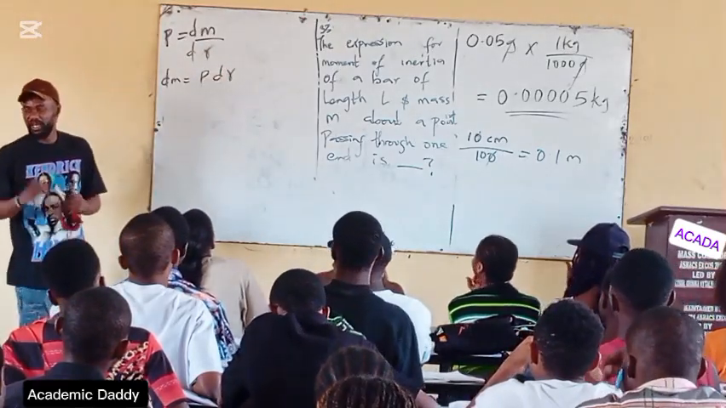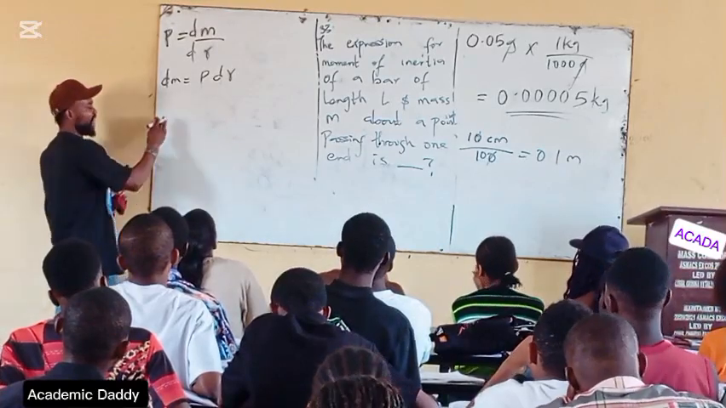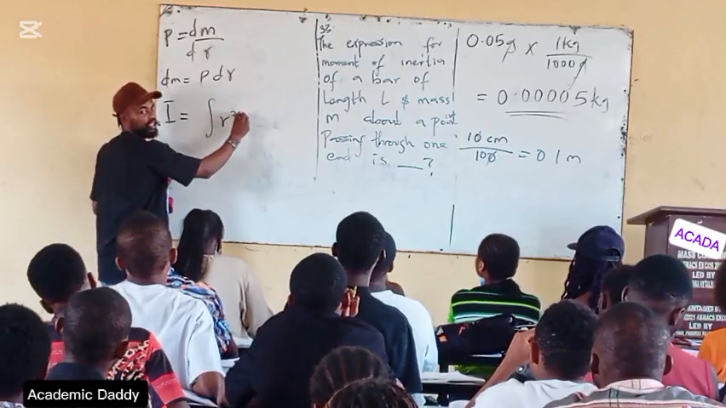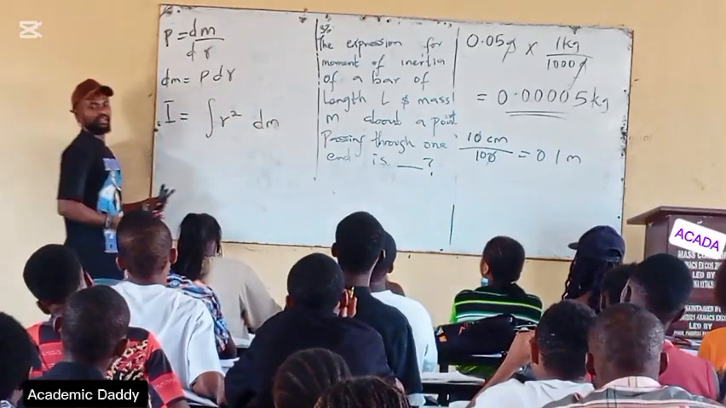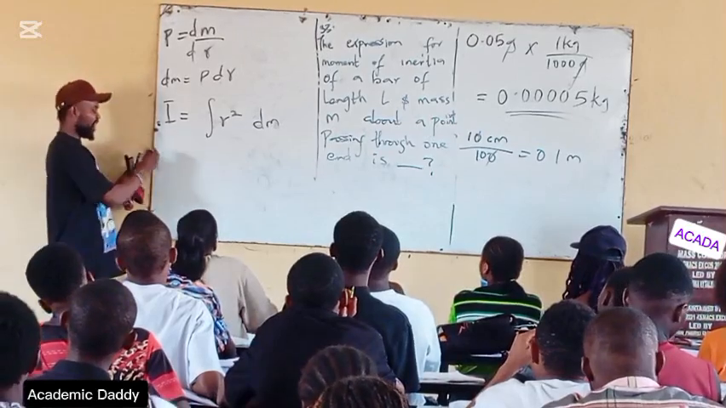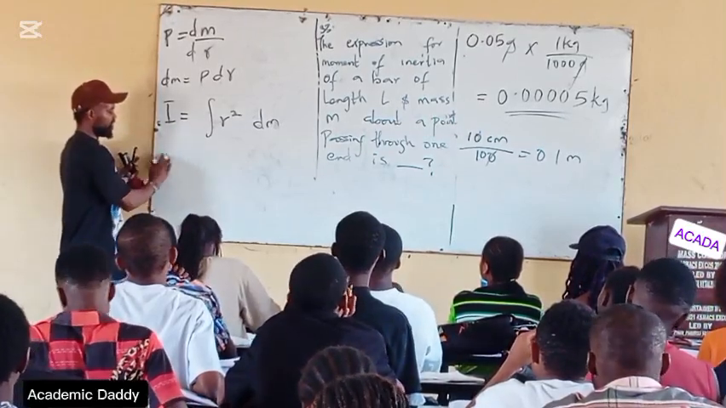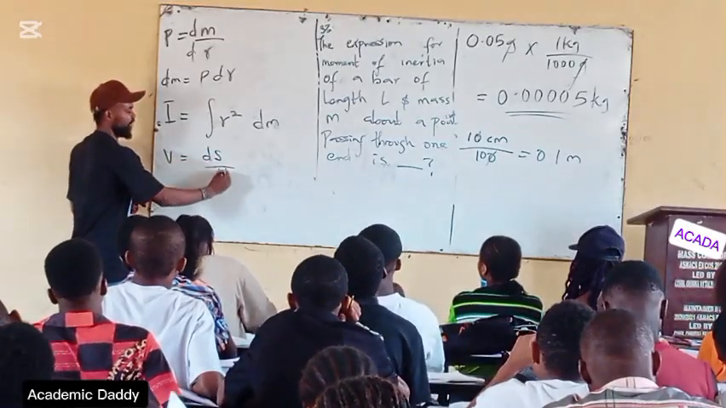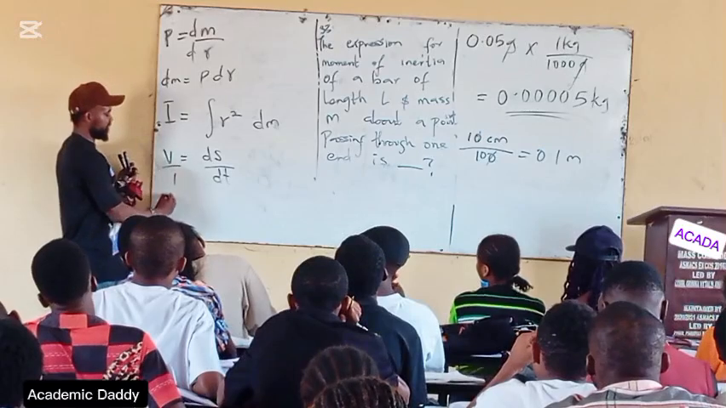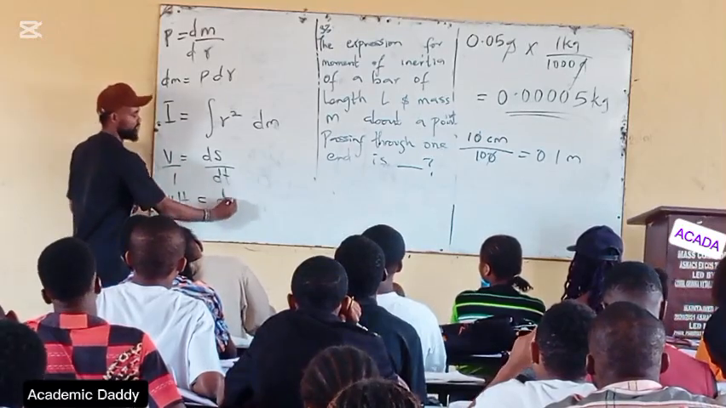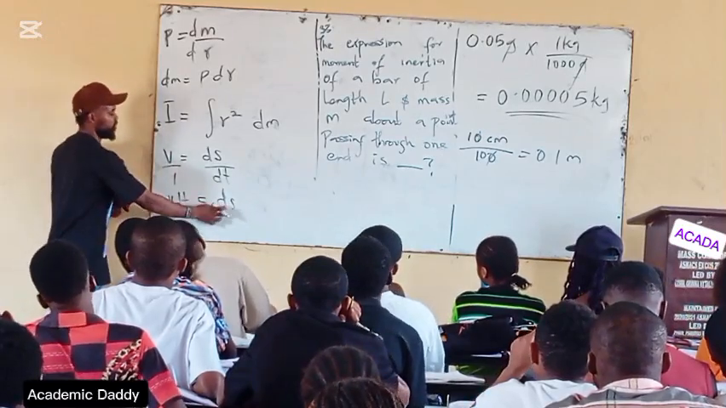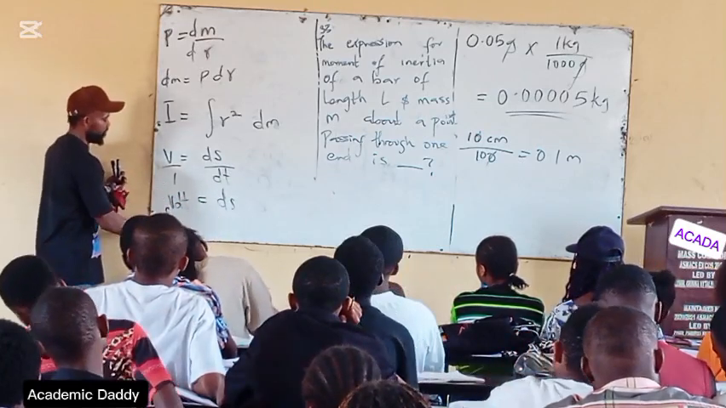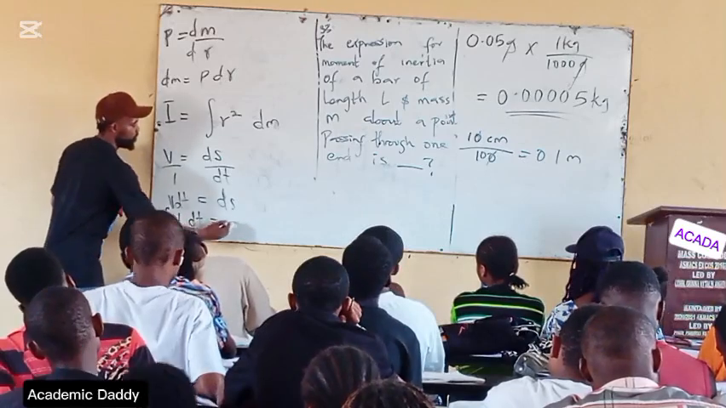Do you know why? Because when I started class with you, I told you one time that moment of inertia is given by integral of R squared dm. I also told you that if I have, for example, velocity equals change in displacement over change in time, and you cross multiply, this is the same as saying v dt equals ds. Now if you want to make s the subject of the formula, d will cross the equality sign and turn to integral. So we have the integral of v with respect to time equals s.